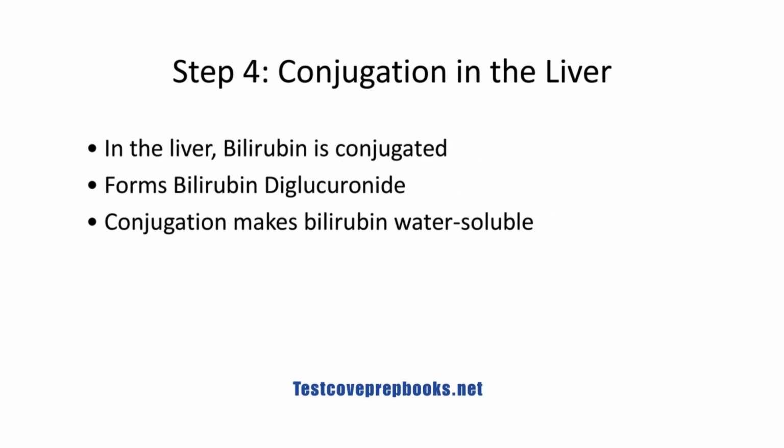Step 4. Conjugation in the liver. Once inside the liver, bilirubin undergoes conjugation. This process attaches glucuronic acid to form bilirubin diglucuronide. Conjugated bilirubin is water-soluble, which is important for its excretion.